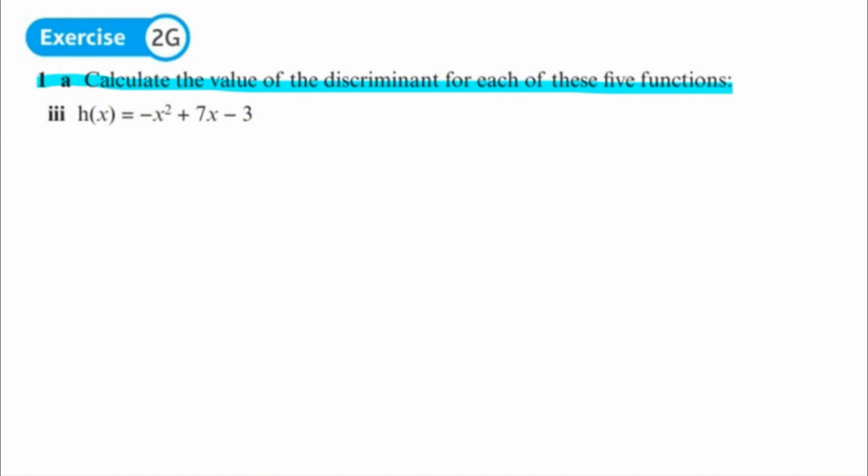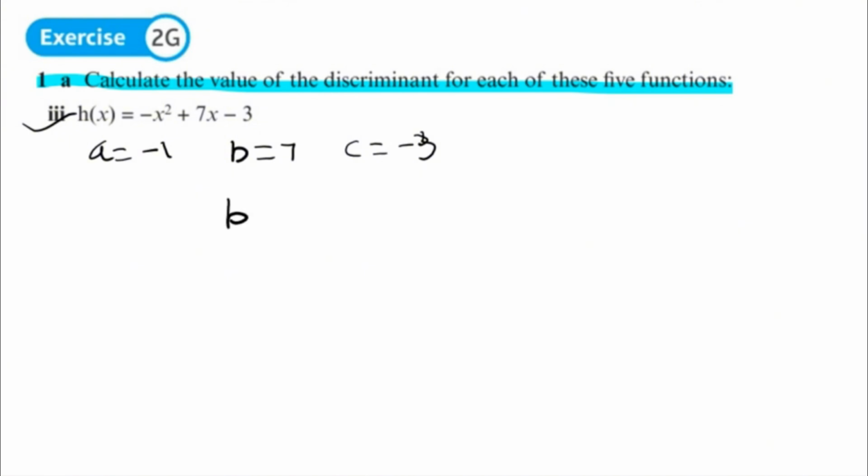Exercise 2G, question number 1. Calculate the value of the discriminant for each of these functions. We are taking an example, h of x. As you can see here, a is equal to minus 1, b is equal to 7, c is equal to minus 3. So always rearrange the equation in this form and find the values of a, b, c.